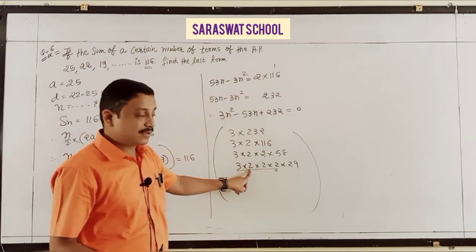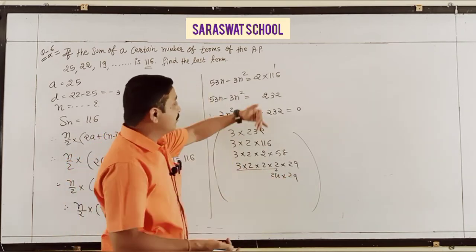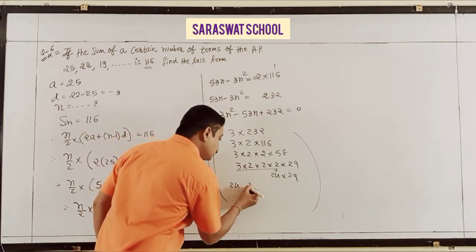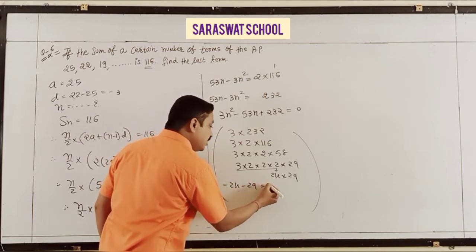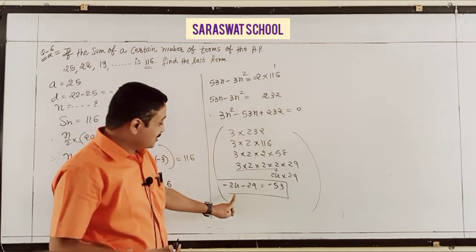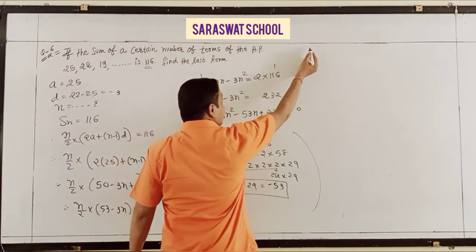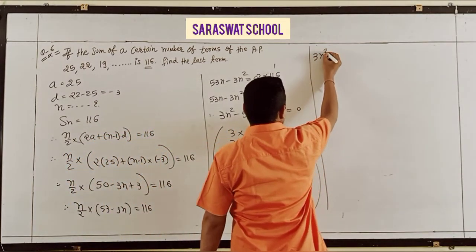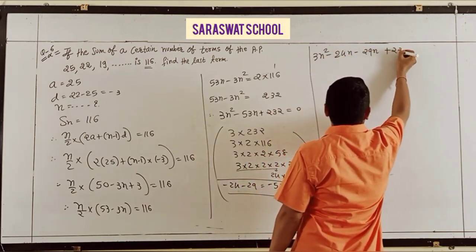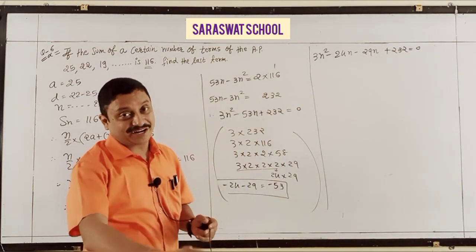3 2s are 6, 6 4s are 24, and 29. Definitely they cover the product, but I want 53. 29 and 24 if added give 53, and I want minus, so both taking minus, it is minus 53. Yes, it means my splitting is done: minus 24, minus 29. So I further calculate 3n square minus 24n minus 29n plus 232. And easily you can create the factorization, students.